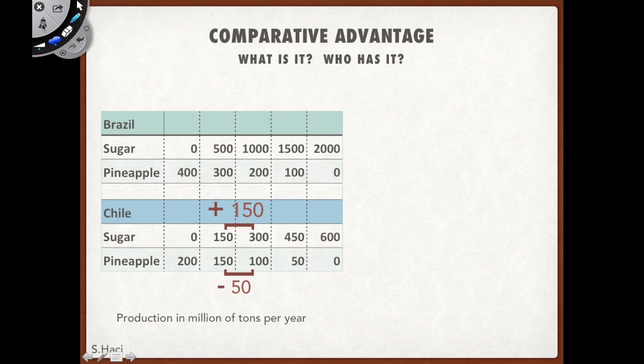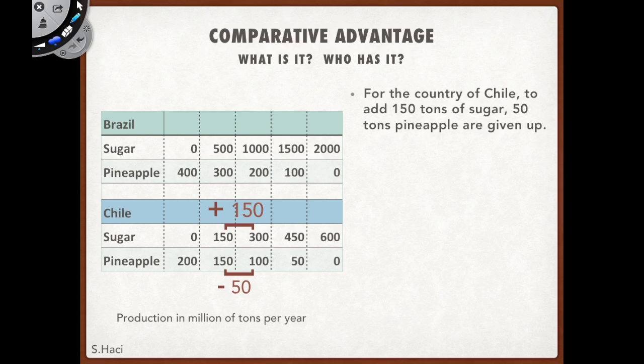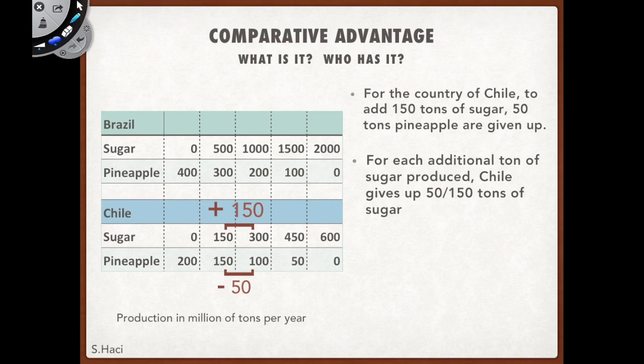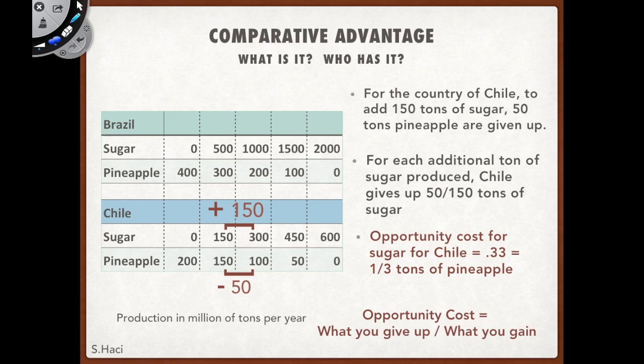If we do the same thing for Chile, you can see here that every time Chile adds 150 tons of sugar, they lose 50 tons of pineapple. So on a unit basis, for each additional ton of sugar, Chile would give up 1/3 of a ton of pineapple.